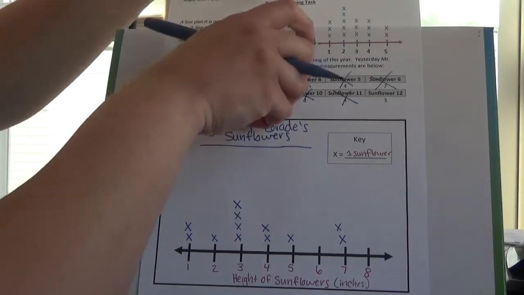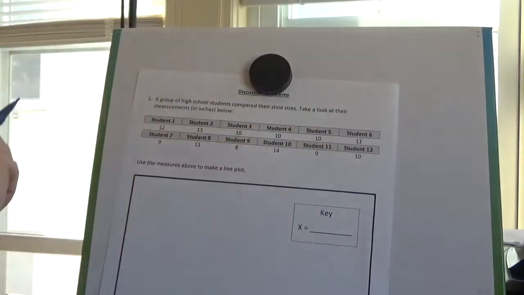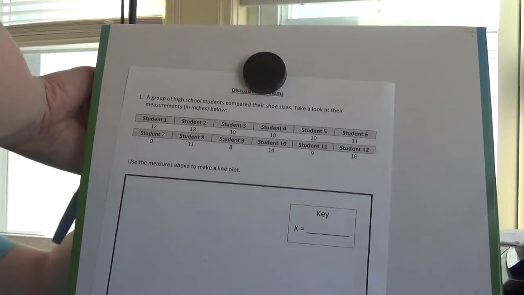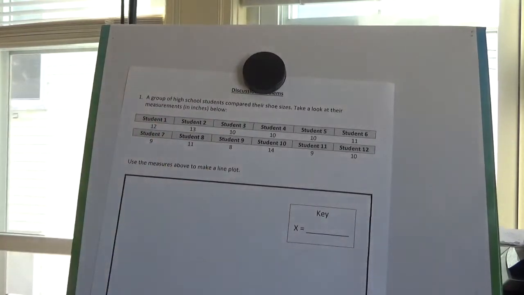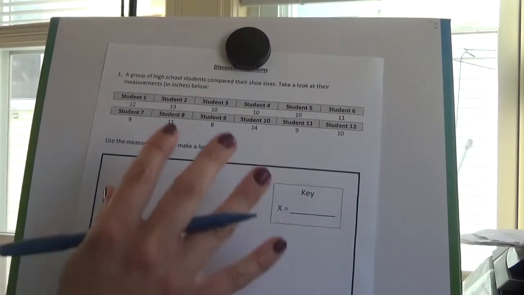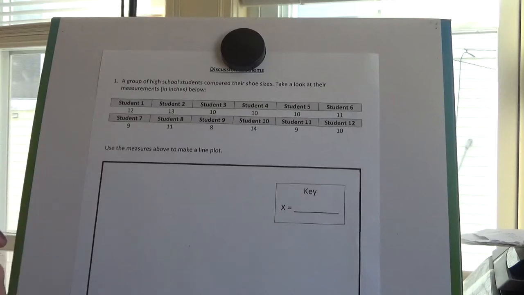Awesome. We're going to work on another line plot together because these can be a little bit tricky. And again, remember, line plots are a wonderful way that you can show and represent measurement data. So here's another example of some measurement data. It says, a group of high school students compared their shoe sizes.